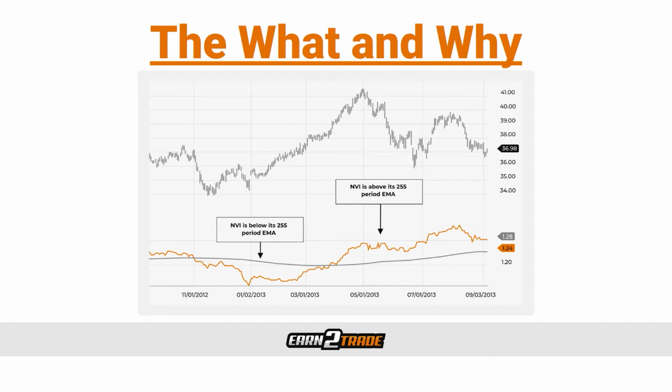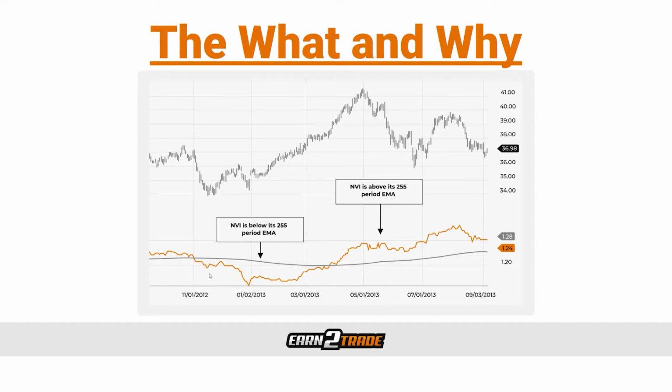Generally, traders compare their NVI against a 255-period EMA. According to Fosbeck, if the NVI is above the 255-period EMA, there is roughly a 96% chance that a bull market is afoot. On the other hand, if the index is below, as we can see on the left here, below the 255-day EMA, there is a 53% chance that the bears have taken over.